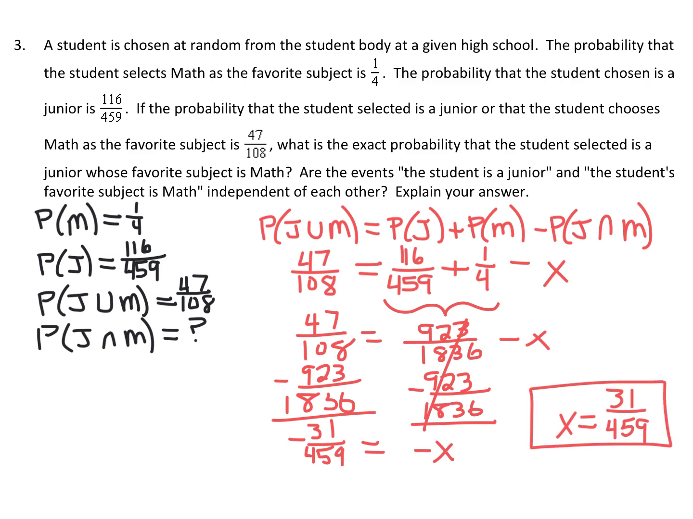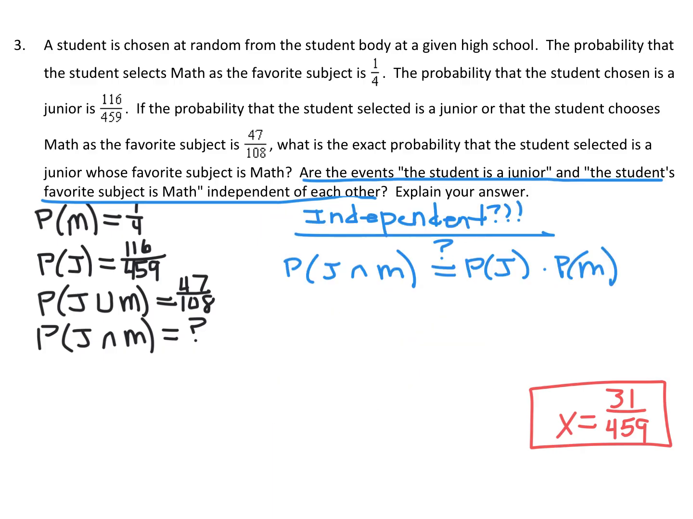Okay, but we're not done with this question. The next part says, this is a longer question, are the events, the student is a junior, and the student's favorite subject is math, independent of each other? Okay, I'm going to erase a little bit to give myself some room here, but you could try to squeeze it on your paper. Here I wrote down our independent formula, and I'm just going to fill in the numbers. So the probability of J and M, isn't that what we just found? So 31 over 459.